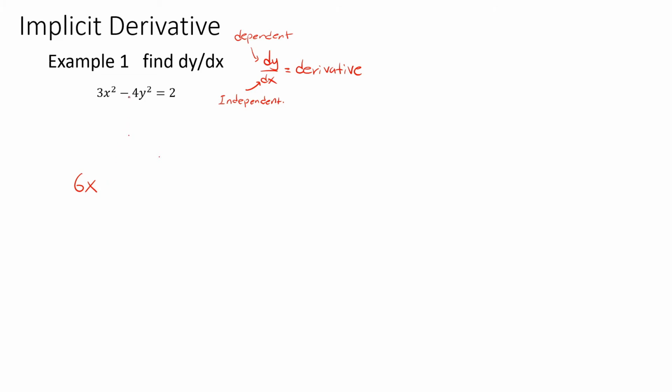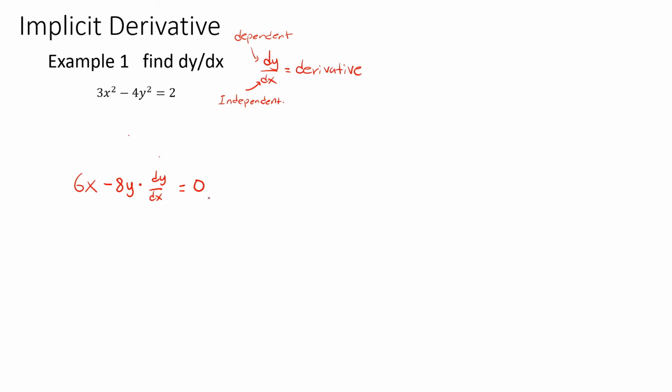Next term, negative 4y squared. Derivative of that will be negative 8y. Notice that you took the derivative of y in this case. Y is our dependent variable, so we're going to multiply by dy over dx after. Then 2, derivative of 2 is 0. Again, we don't have a variable there, so you don't have to multiply anything. Again, the key point is whenever you take the derivative of a dependent variable, you're going to multiply by dy over dx.